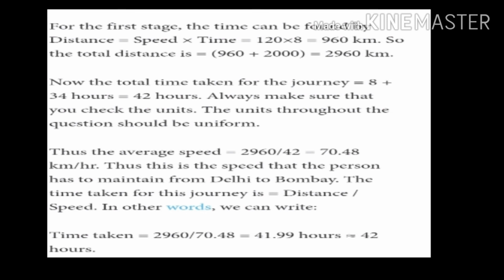Thus, this is the speed that the person has to maintain from Delhi to Bombay. The time taken for this journey is distance upon speed. In other words, we can write time taken is equal to 2960 upon 70.48, which is 41.99 hours, or we can say 42 hours. So this is our final answer.